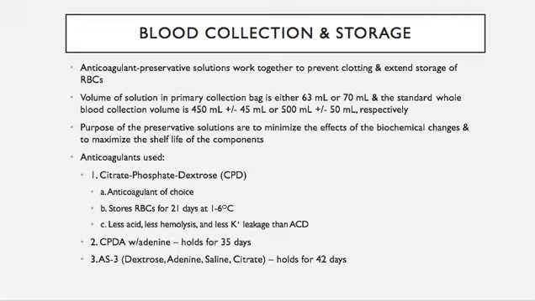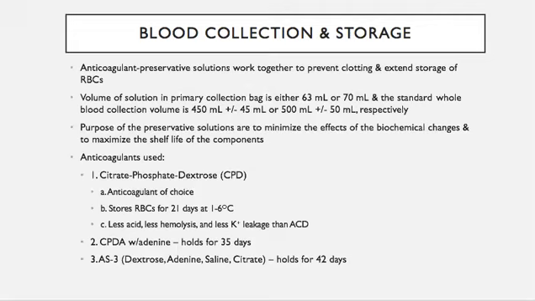Okay, blood collection and storage. So there's going to be an anticoagulant preservative solution that works to prevent clotting, but it also extends the storage time of the red cells so that these donor units that we've got in the blood bank, we can keep them for as long as possible. The volume of the solution in the primary collection bag is either 63 mLs or 70 mLs, and the standard whole blood collection volume is 450 mLs plus or minus 45, or 500 mLs plus or minus 50.